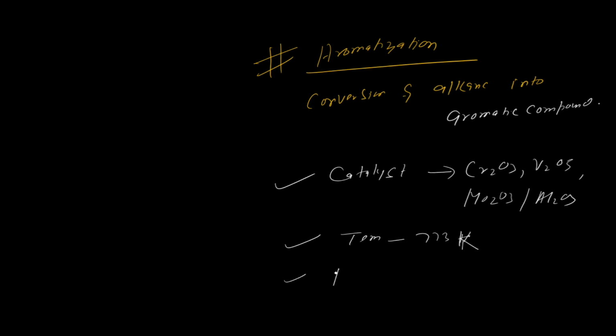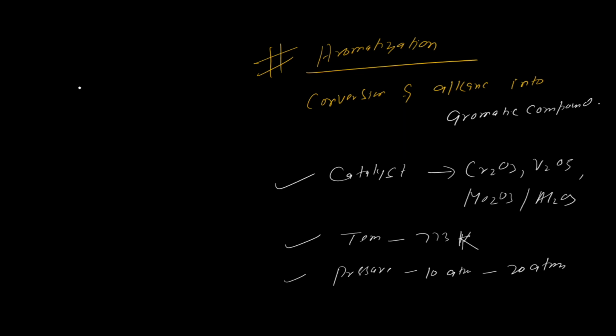And what pressure do we use? Pressure is very high. What is the high pressure? 10 atm to 20 atm. This is the very high pressure we use. Now, when an alkane is getting converted into an aromatic compound, that is, benzene or toluene, have a look here. This is a very interesting question, and some direct questions come from here.